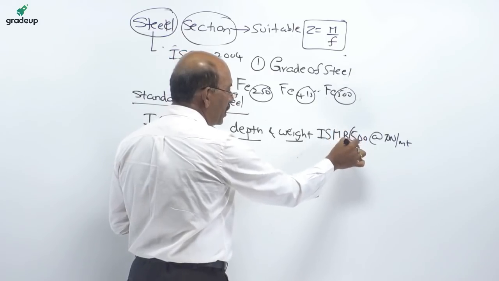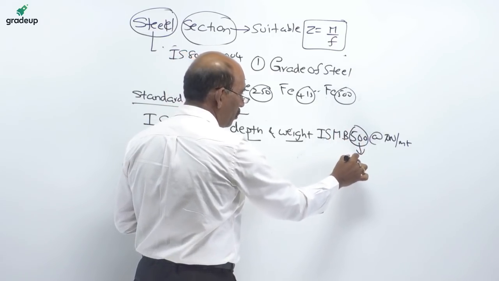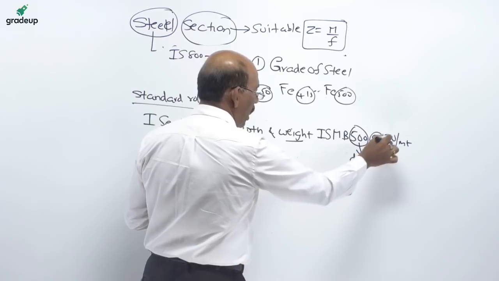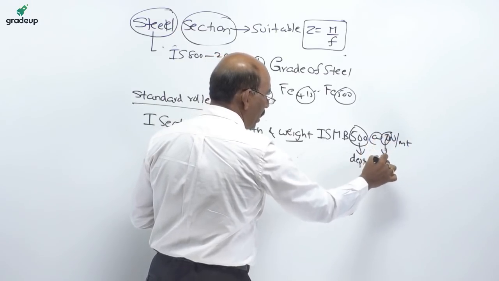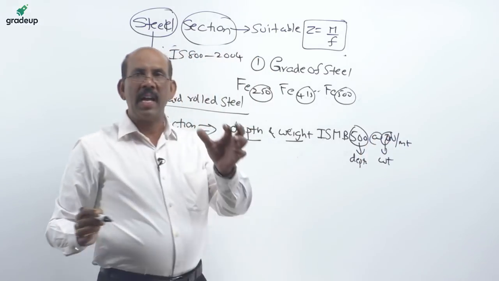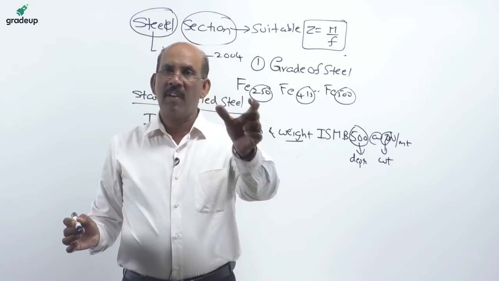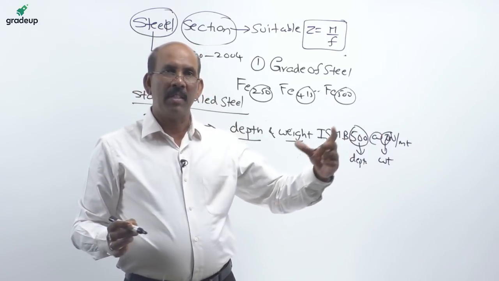So this 500 refers to the depth, and this 70 Newton per meter is the self weight. So an I section is referred to with reference to the depth and the weight.